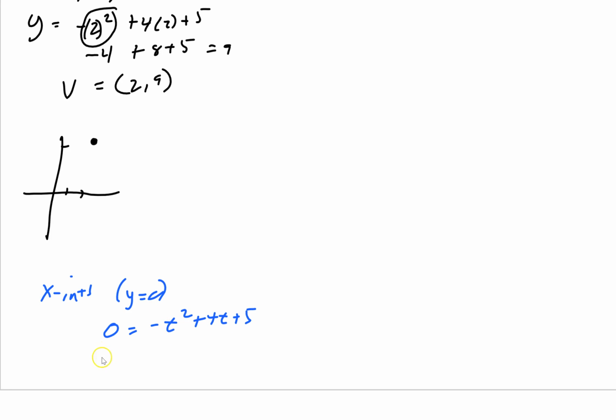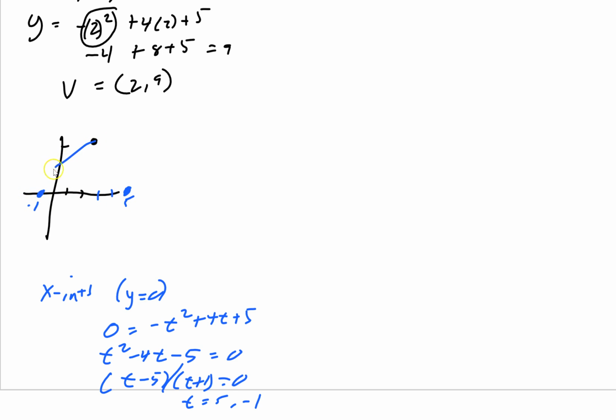I don't like factoring with the negative in front, so I'm going to move everything over. So I'm going to get t squared minus 4t minus 5 equals 0. Now I can factor really easily. Minus 5 plus 1. So my x-intercepts are at 5 and negative 1.